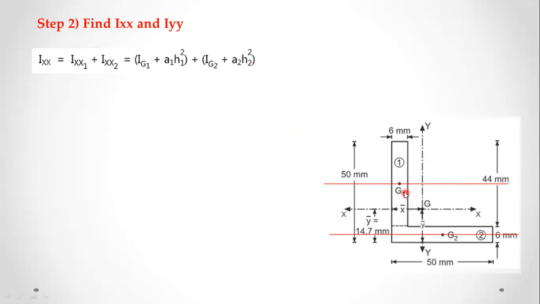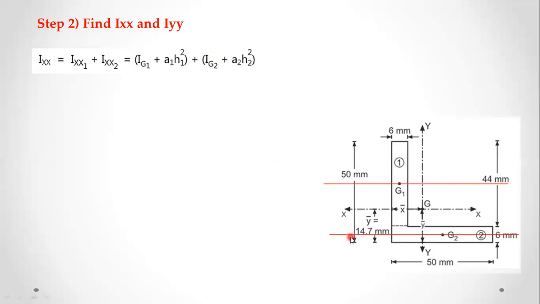As the first axis is parallel to the x-axis, the second axis is also parallel to the x-axis. So we use the parallel axis theorem for both rectangles. Ixx1 will be Ig1 plus A1 H1 square, and Ixx2 will be Ig2 plus A2 H2 square. Ig1 is the moment of inertia of the first rectangle about its own centroidal axis, and we know the formula is BD cube by 12. A1 is the area of the first rectangle. H1 we found in our last step.